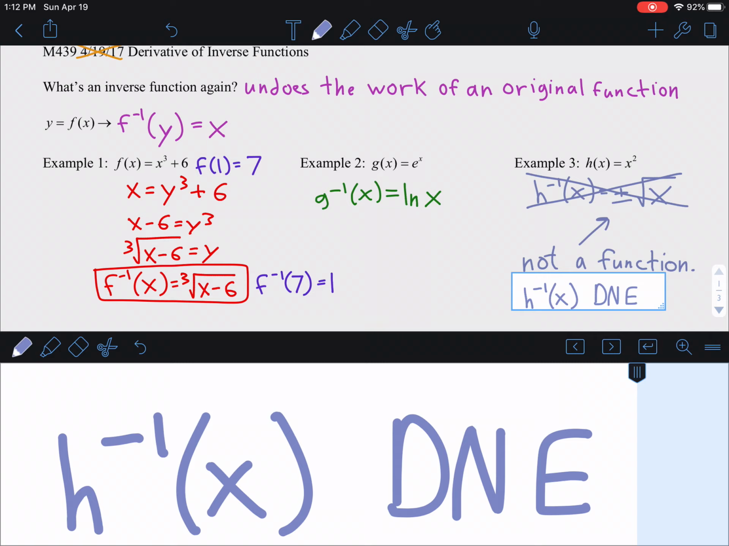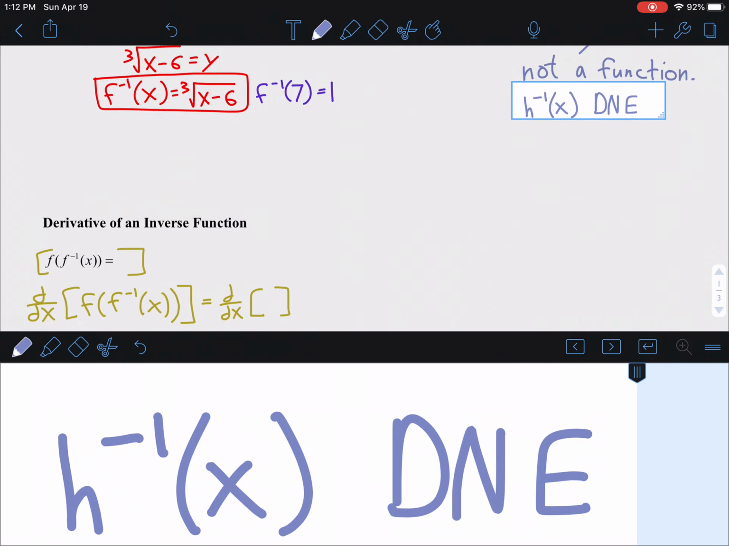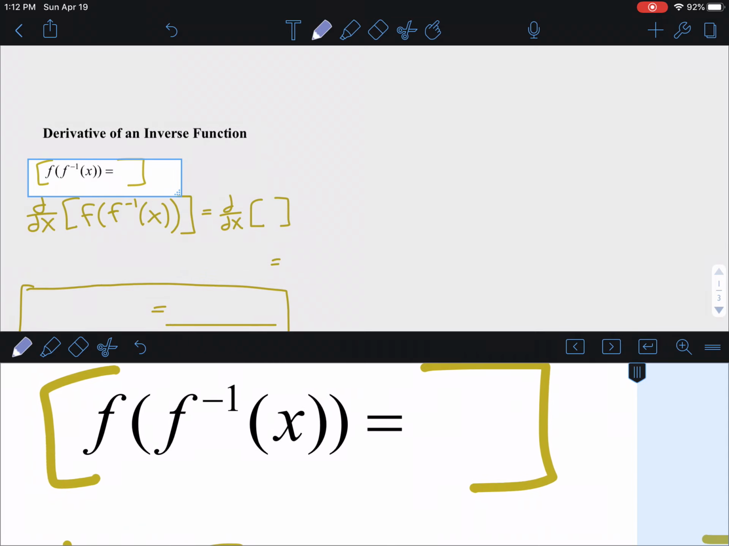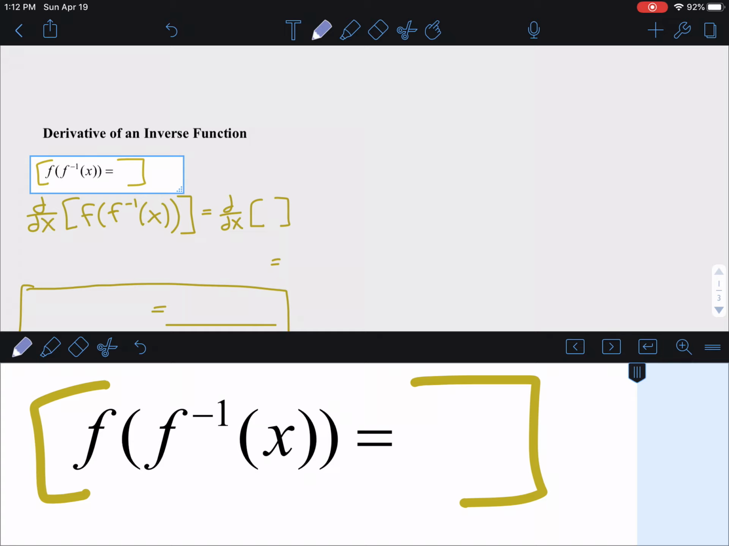Okay, so let's talk about the derivative now of an inverse function. And before we do that, let's start off with an important quality of inverse functions. So what would f of f inverse of x be? What do you get if you do a composition of inverse functions? Here's a really quick example of that.